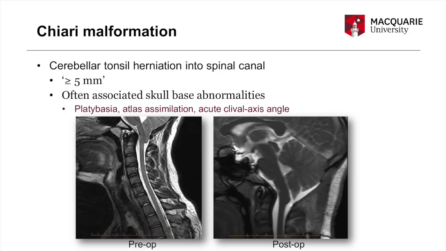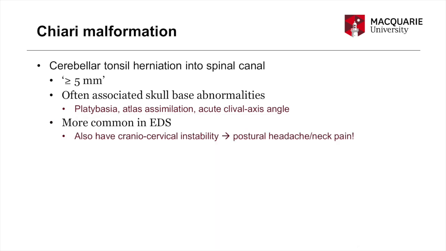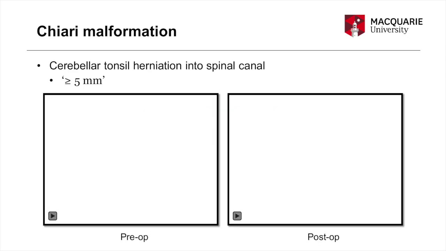So often it's associated with skull base abnormalities, platybasia, and in this case, an acute clivus axis angle. So Chiari malformation, but complex skull base anatomy. But for most of these patients, they still actually do well with a simple decompression. Sometimes they need fusion if there's brainstem compression, but generally speaking, they do well with just decompression. We also know that Chiari malformation is more common in patients with EDS. And of course, these patients have craniocervical instability commonly and POTS. And so they get symptoms that are very similar just from that instability. So it's a complex field and much more than that 5 millimeter rule.